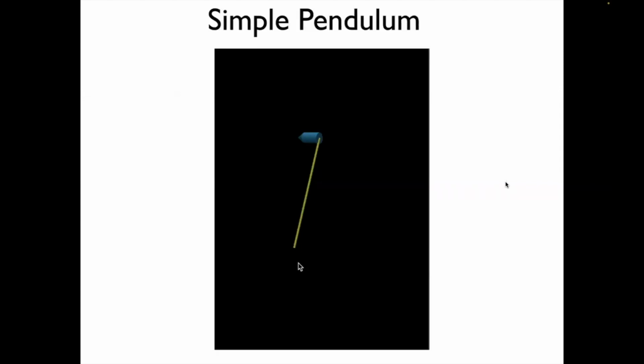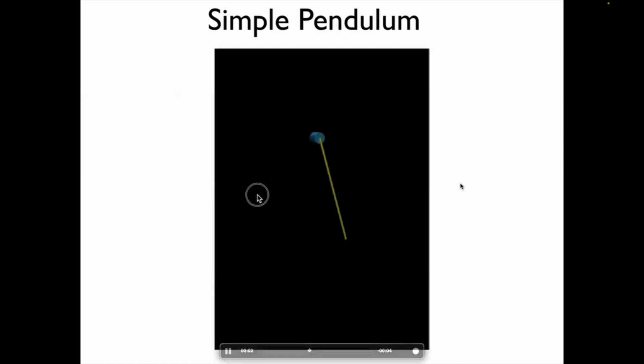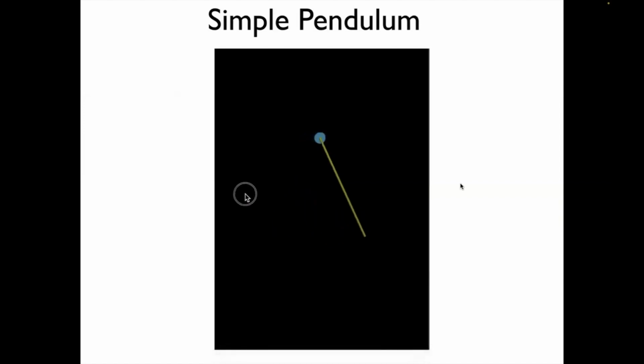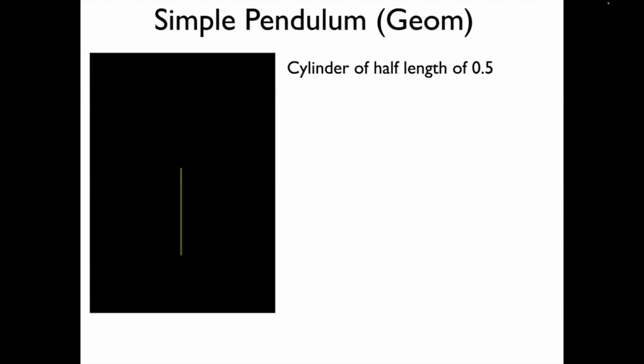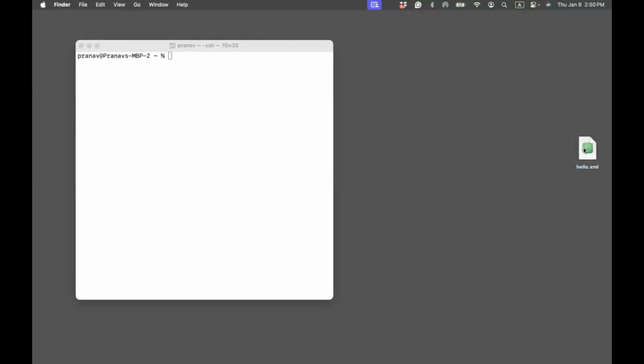The goal of this video is to show you how to model a simple pendulum. The end goal is to create a pendulum which moves as shown in this video. First, we create a geometry for the pendulum. We'll use a cylindrical geometry. I'm going to work with the hello.xml file. I'll rename this as simple pendulum.